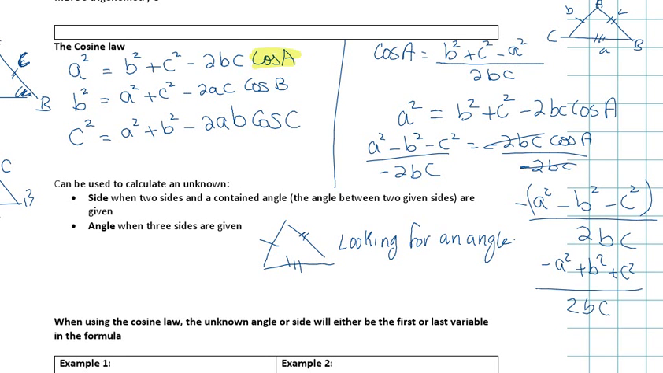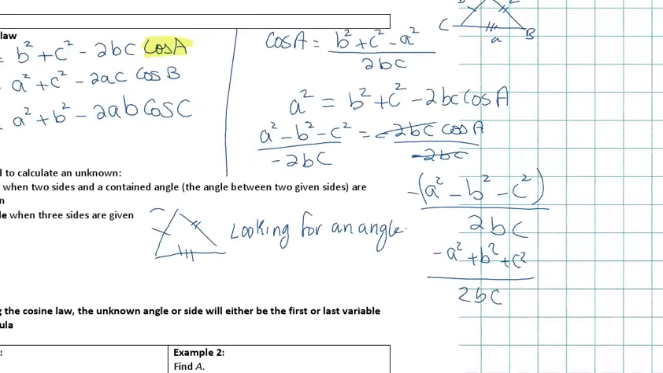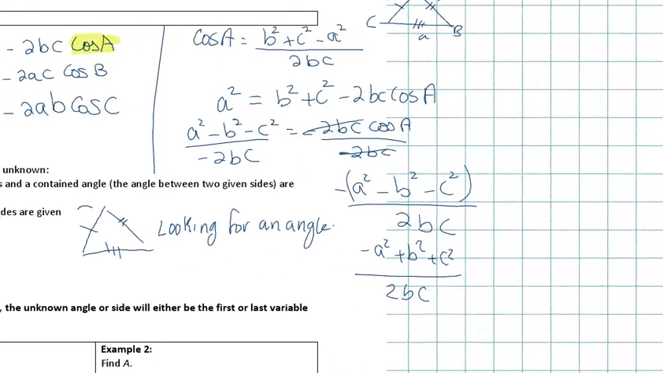Yes? So does this look like what I wrote right here, but rearranged? Does negative a squared plus b squared plus c squared over 2bc look like b squared plus c squared minus a squared over 2bc? Yeah. Okay? Now, this is how you get to it. I'm not going to do that for every single equation. So, are you okay with that?